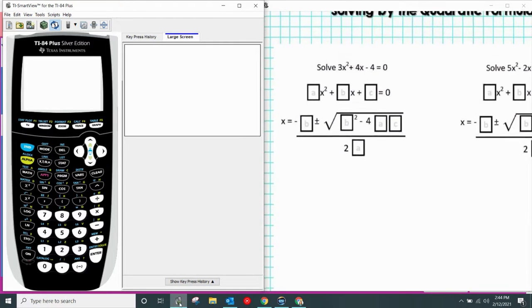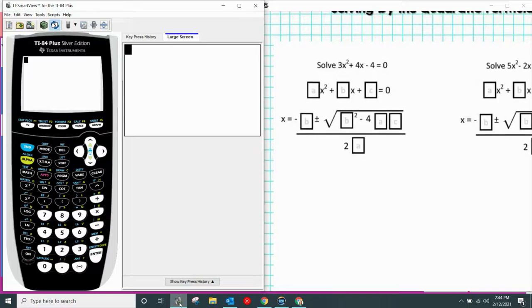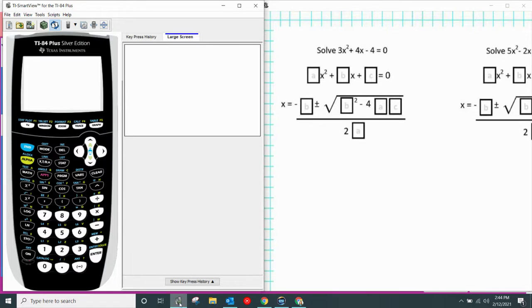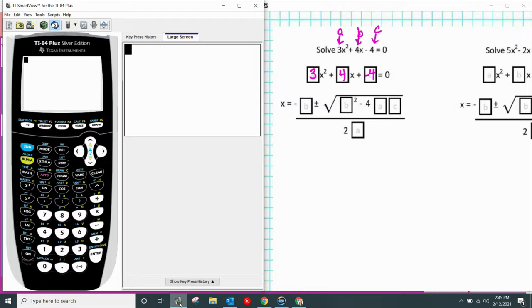So here's one. We're given 3x squared plus 4x minus 4 equals 0. You just plug it in. So A, remember, is the first value. B is here. And here's my C value. So that's what I'm going to put here: 3, 4, negative 4.